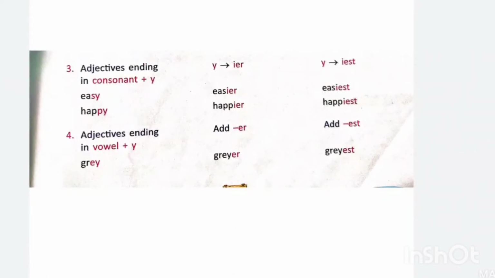In number 3, adjectives ending with consonant plus Y. Instead of Y, we use in comparative IER and in superlative IEST. Like easy, we use for comparative easier and superlative easiest. For happy, we use happier and happiest. That means any adjective which has a consonant and at the end Y, we use IER for comparative and IEST for superlative. Remember it. In number 4, adjectives ending with vowel and Y. That means we use for comparative ER and for superlative EST. Example is grey. That means E is a vowel and then Y. So for comparative we use greyer and for superlative greyest.